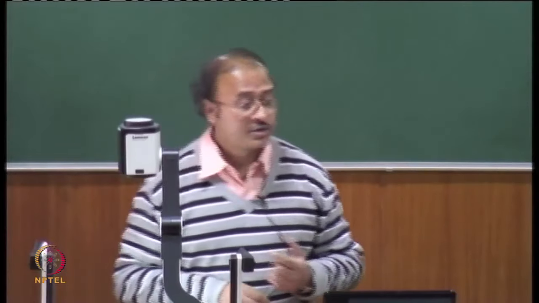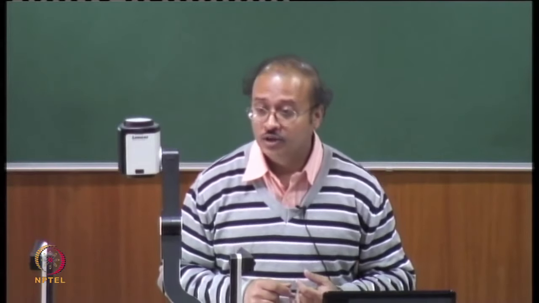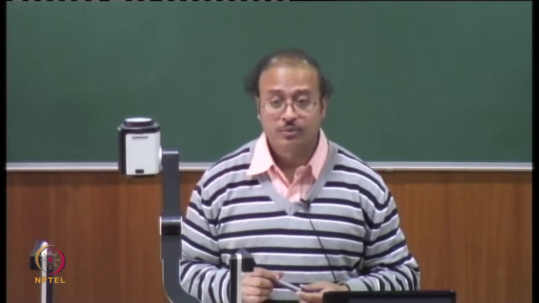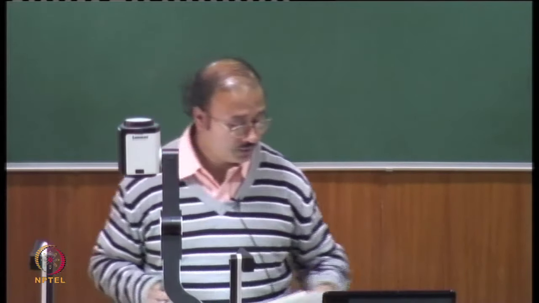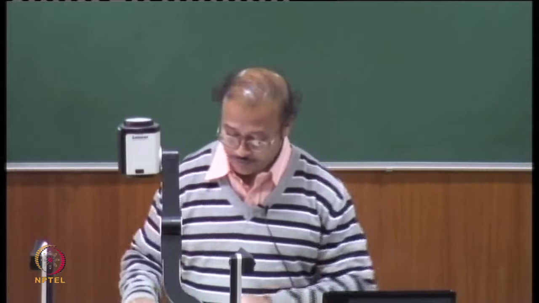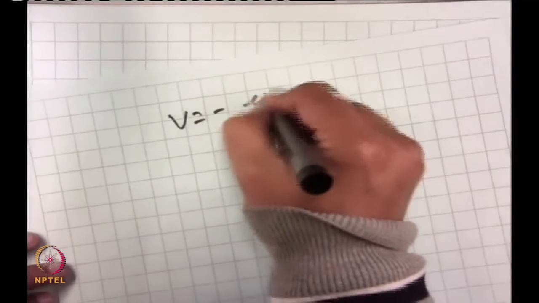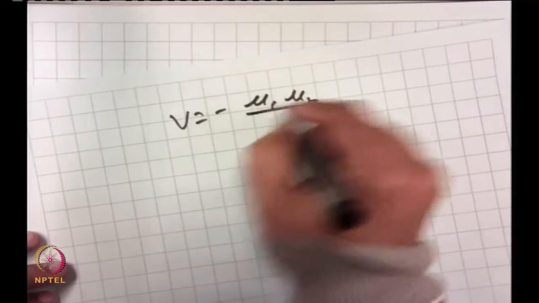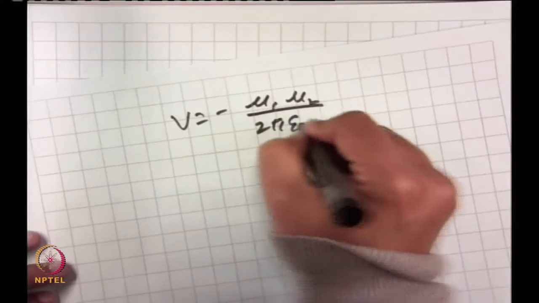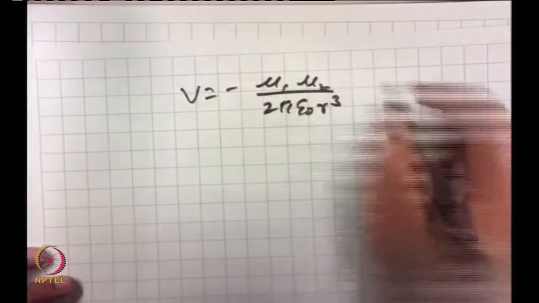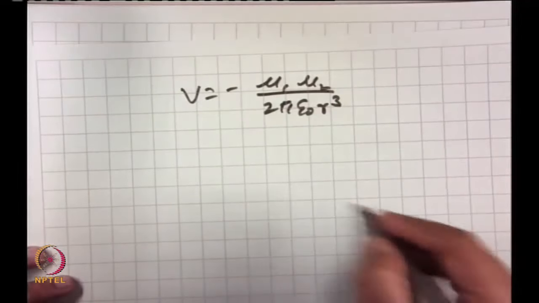So, in today's class we will go on with our interactions with regards to dipole, right. And in the last class what we actually derived was this expression where V is equal to mu 1 mu 2 by 2 pi epsilon 0 r cubed, right, where these are the respective dipole moments of the interacting dipoles.